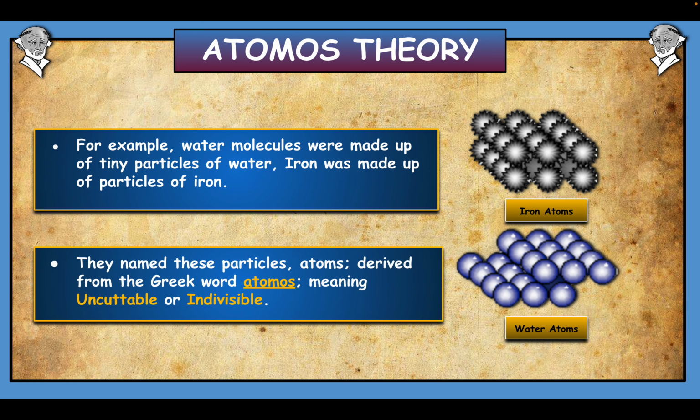So they named these particles atoms. And again, this is derived from the Greek word atomos, meaning uncuttable or indivisible. Now, this is the second time that I've given you this definition. It's pretty important that you know it. So if I were you, I would go ahead and put a little star right here, or circle this right here. Somehow make a mark on this paper that you need to know the definition of atomos, that it means uncuttable or indivisible. It's unable to be cut any further.